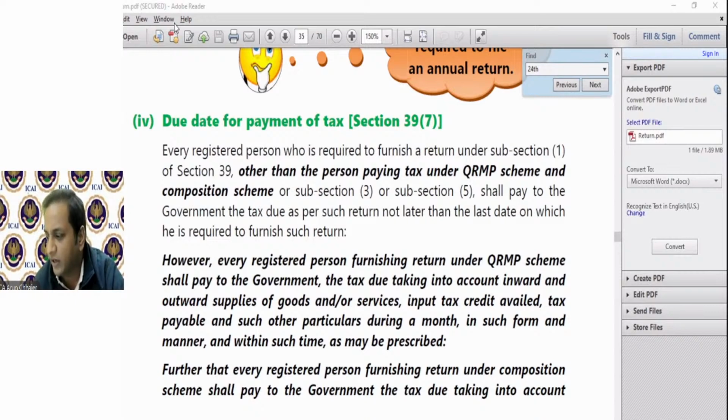It is better to file incorrect return rather than late return. So incorrect will also attract penalty. If you are reporting some falsified data, misstatement, it will attract the penalty.